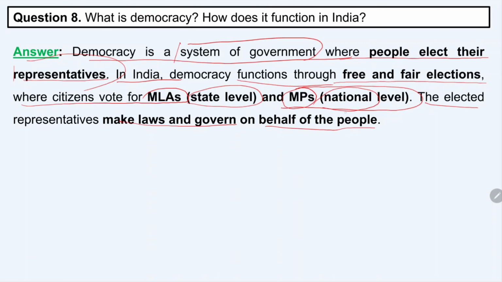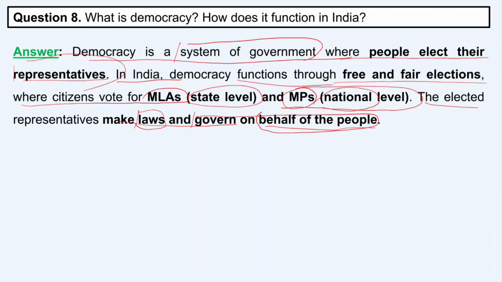So these elected representatives, the leaders whom the people choose, are the ones who make laws, and they govern on behalf of the people, and they will be governing only for the welfare of the people. People have given the power. See, democracy means people have the power, isn't it? The power is in the hands of the people.